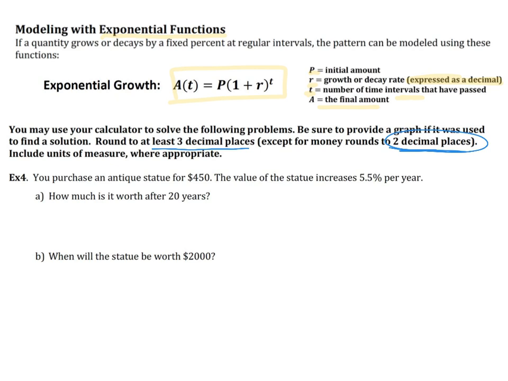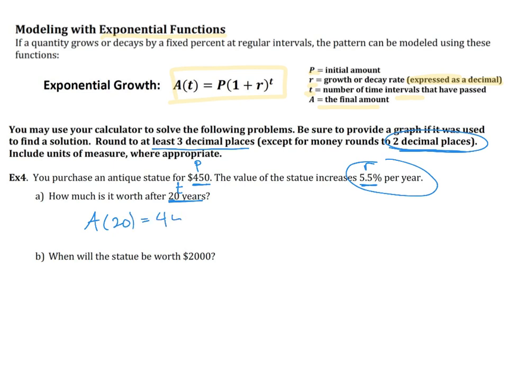So it says you purchase an antique statue for $450. The value of the statue increases 5.5% per year. So hopefully you're saying to yourself that 450 is your initial amount, 5.5% is your rate, and then how much will it be worth after 20 years? Well, because our rate is in years, then we know that this is our time also in years. So we're going to try to find our final amount after 20 years.